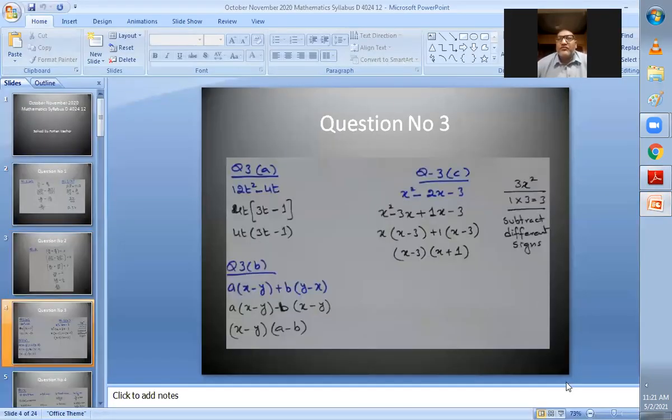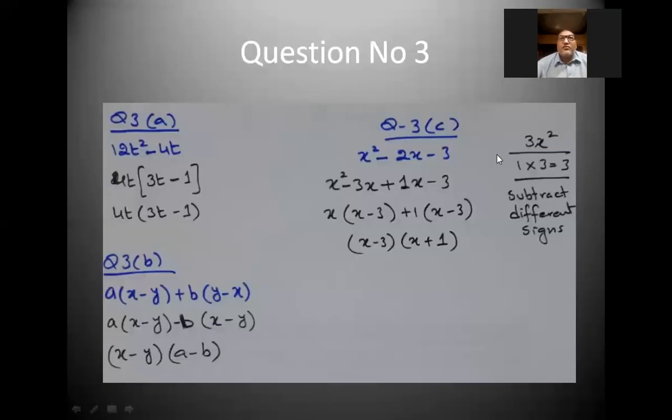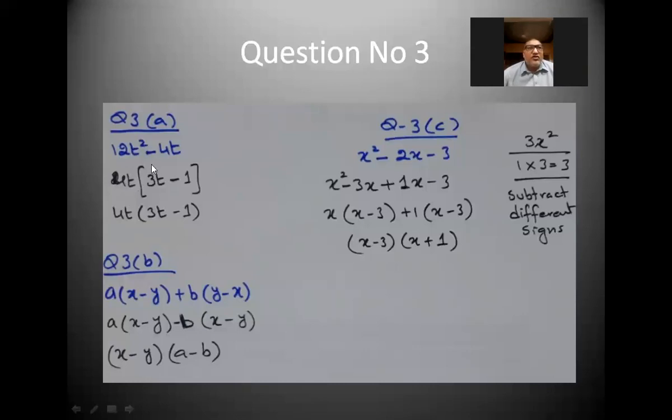So you have to factorize them basically. 12t squared minus 4t, you have to factorize them. You can take common, you see 12 and 4, the biggest table in which both of them will come, that is 4.